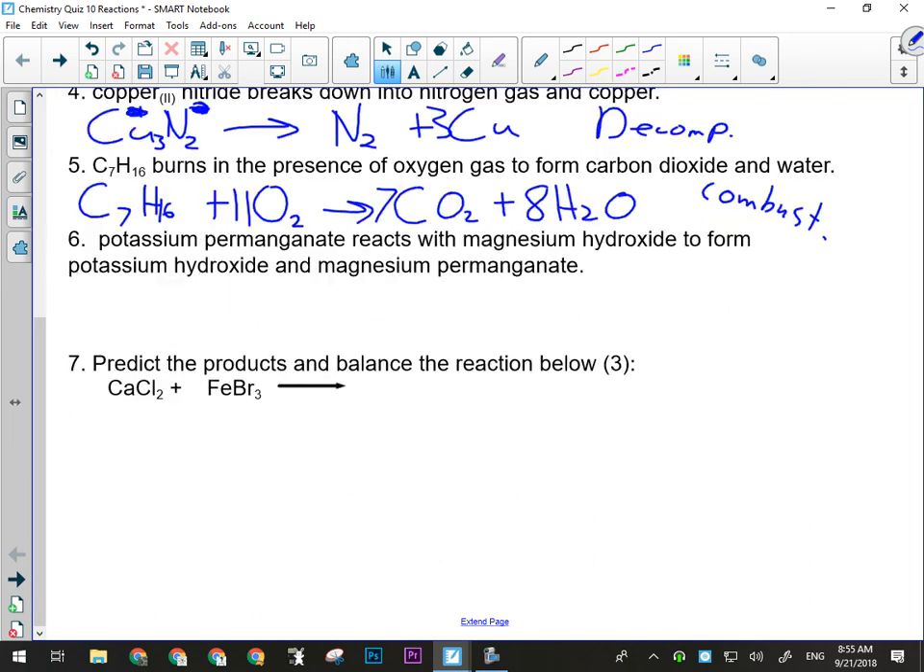Okay, and for question number 6, we have potassium permanganate. Okay, potassium's a +1, permanganate is a -1, so that compound is dropped and swapped correctly. It is reacting with magnesium hydroxide. Why is that wrong?